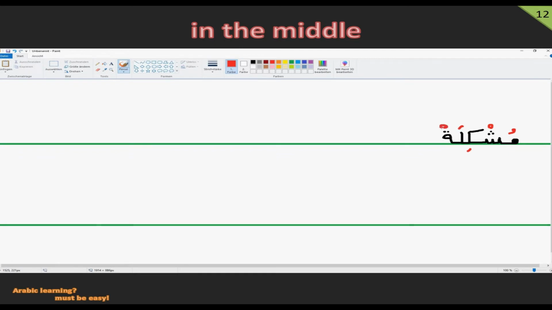مشكلة, and with التعريف المشكلة. And the next example, Varsha, with تشكيلات ورشة, ورشة, with التعريف الورشة.